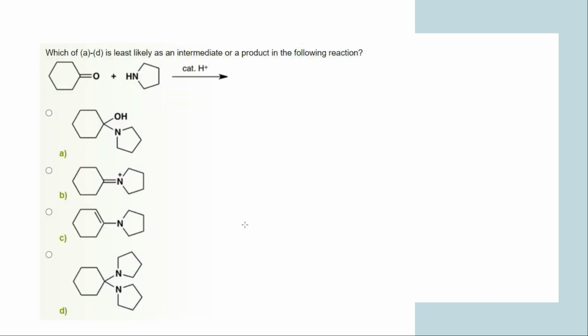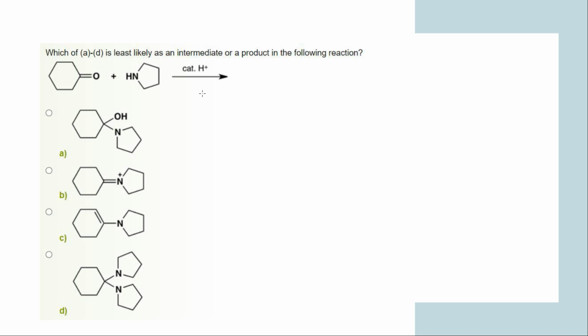But then let us move to the next question. Which of A to D is least likely as an intermediate or a product in the following reaction? So in this question they are asking, for this given reaction, which of these four products cannot form at all? And what is the reaction condition? You are being given acid here.